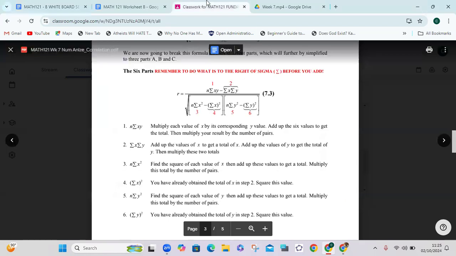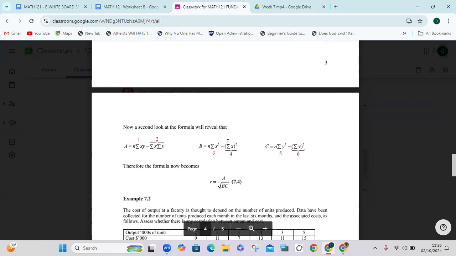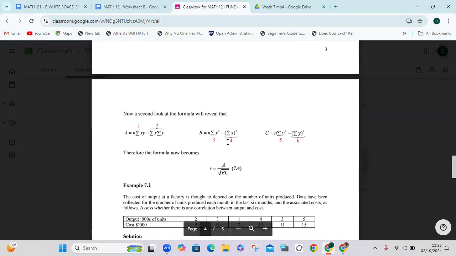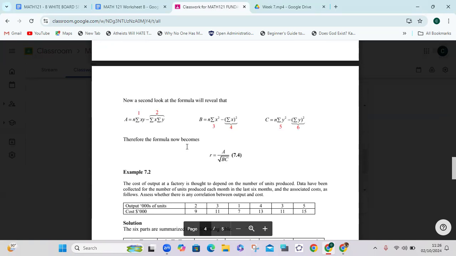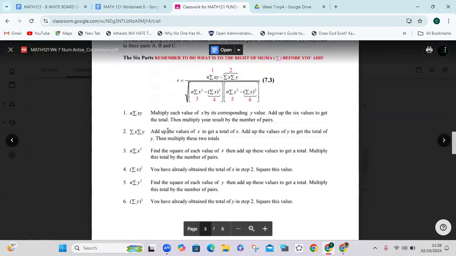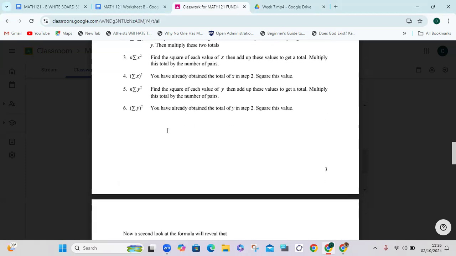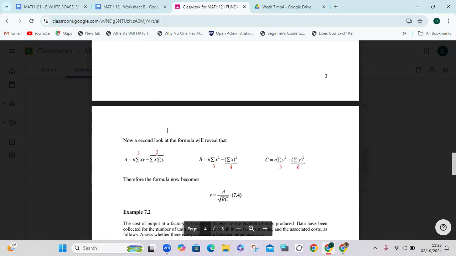Let's see what is the next move now. It said now a second look at the formula will reveal that you can calculate a number called A. 1 minus 2, if you look at the numerator of the formula, 1 minus 2 can give you a number. 3 minus 4 can give you another number. 5 minus 6 can give you a third number. So you can cut 6 numbers into half to give you 3 numbers, and then we can substitute. We can call these numbers A, B, and C.